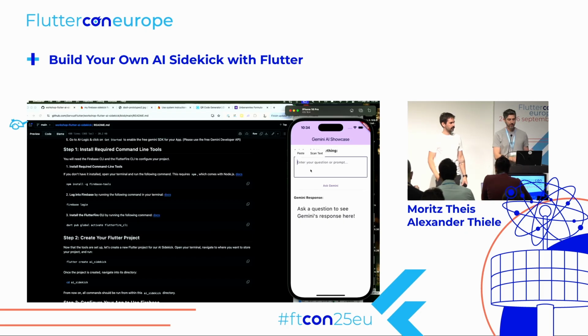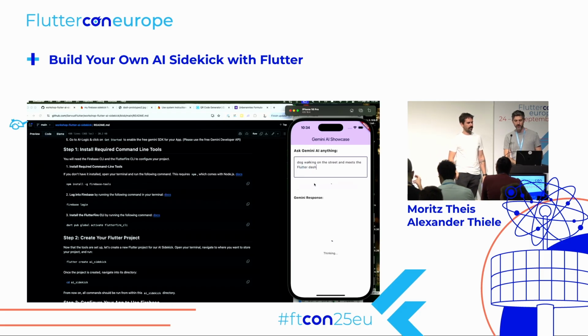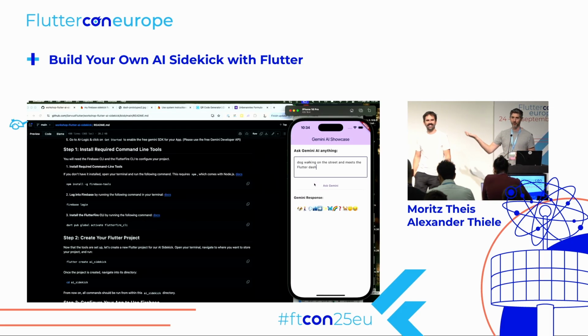And then, for example, you can type something like a dog walking on the street and meets the Flutter dash. And then, of course, you contact it using a Gemini SDK, and it creates, for me at least, an emoji story of that. So basically, this is what this SDK is doing for us in the end.